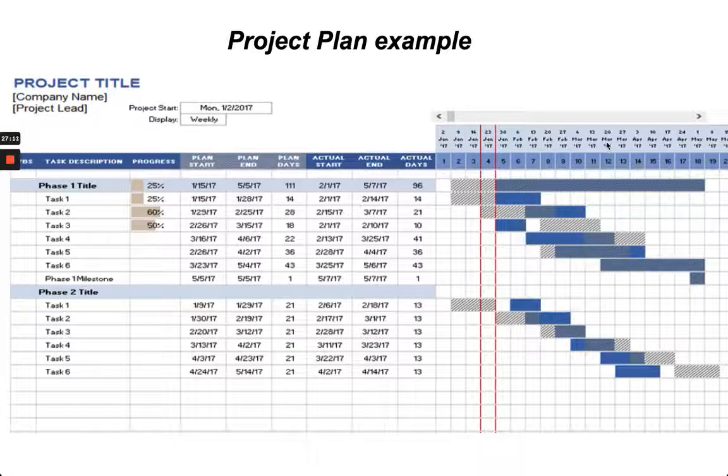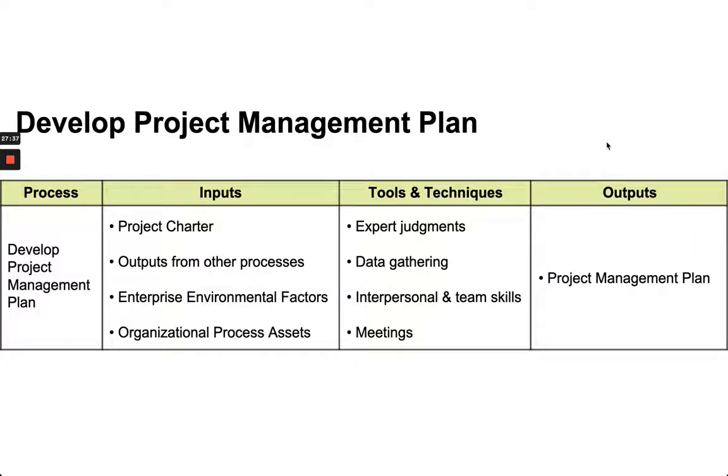Here's an example of a project plan. Again, a particular task. How far are we in completing that task? Have we started that task? Have we completed that task? When did it start? When did it end? Again, a template example of a project plan. When you want to develop the project management plan, the output is the plan.